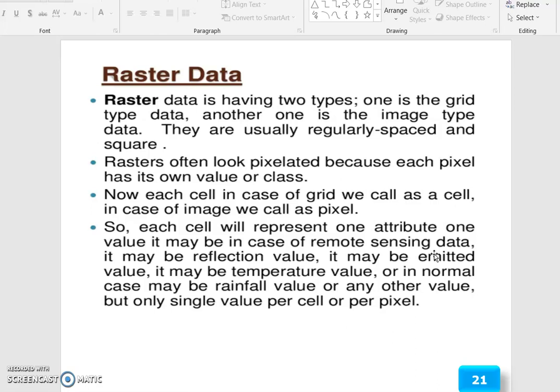They are usually regularly spaced and square. Rasters often look pixelated because each pixel has its own value or class. Now, each cell, in the case of a grid we call it a cell, in the case of an image we call it a pixel. So each cell will represent one attribute, one value. In the case of remote sensing data, it may be a reflection value, an emitted value, a temperature value, or in a normal case may be a rainfall value or any other value, but only a single value per cell or per pixel.